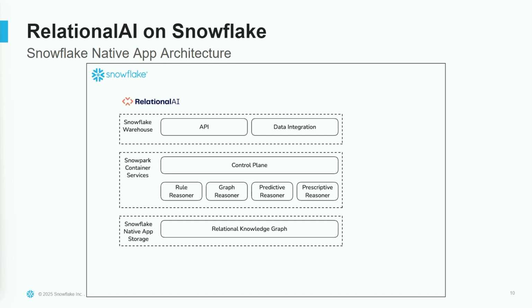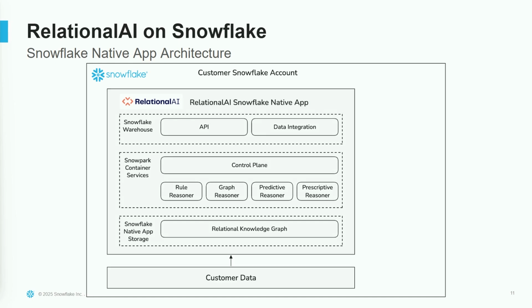And of course, we have our reasoners. There's a dynamic number of them based on whatever the customer is querying right now. You can have maybe five rule reasoning engines, two graph reasoners, etc. So it can get really complex. There can be a lot of containers running at the same time. And then, of course, we have the relational knowledge graph, for which we use Snowflake native app storage. Again, all of this is running in a Snowflake native app directly in the customer's Snowflake account. Customer data sits in that account, and we interop with it, and there's no data movement.